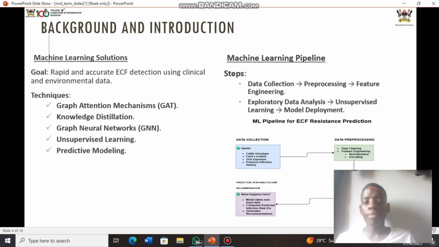The techniques that we are using are graph attention mechanisms, knowledge distillation, graph neural networks, unsupervised learning, and predictive modeling. In the machine learning pipeline, we first collect the data, for example using a dataset from a website. We pre-processed it, and then did feature engineering, which included encoding and removing any entries that were not numerical because we are using a numerical dataset. For example, in the genotypes, we have the 840K and the 54K, so we had to make it 0 or 1 because we only have 2 genotypes.